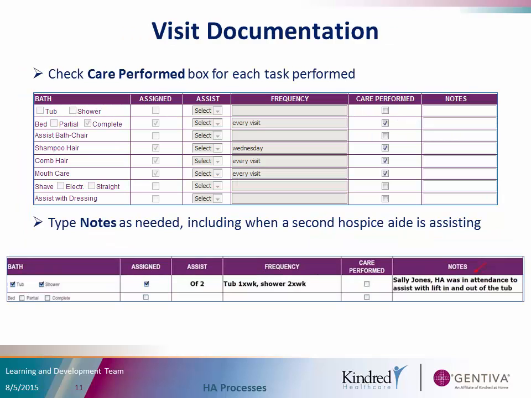As you review your visit note, you will see the tasks to be performed. They are indicated on your form with a check mark in the Assign column. Review the frequency column to understand the designated frequency of that task. After performing the task, tap the box in the Care Performed column to indicate it has been completed. A Notes column is available to enter any pertinent notes regarding that task if needed.